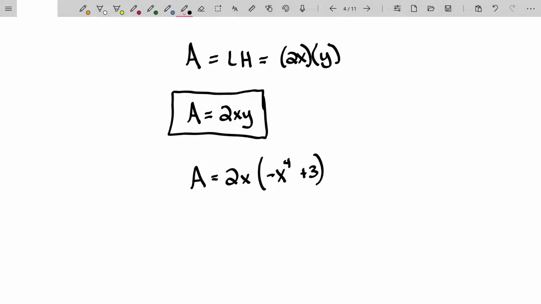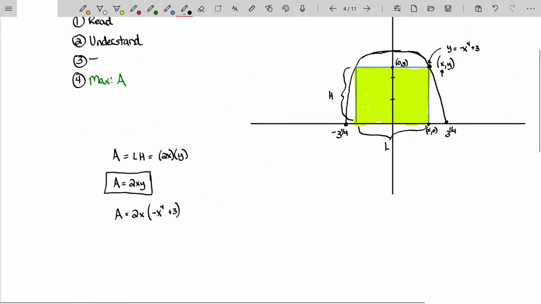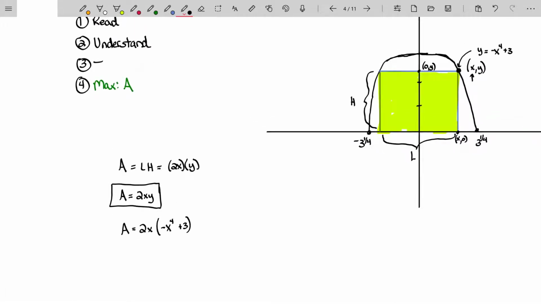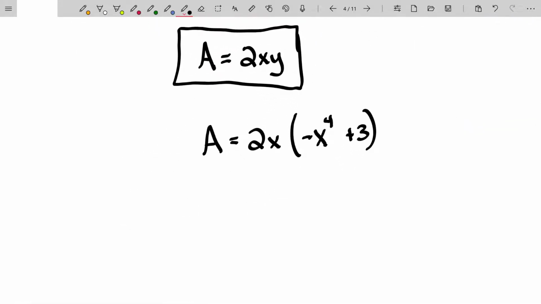That area function, by the way, is not any of those curves that are sitting over here. It's not this stuff. So you're not looking at the maximum of this curve. You're looking at a maximum of a completely different function. And just cleaning this up, this is going to be negative 2x to the 5th plus 6x.